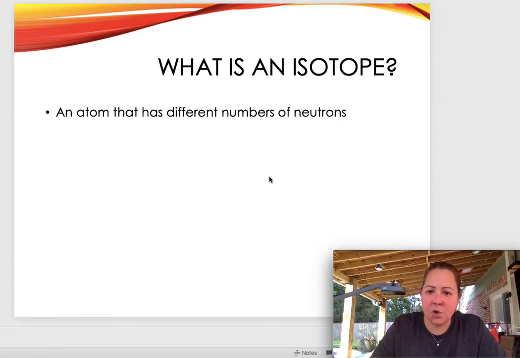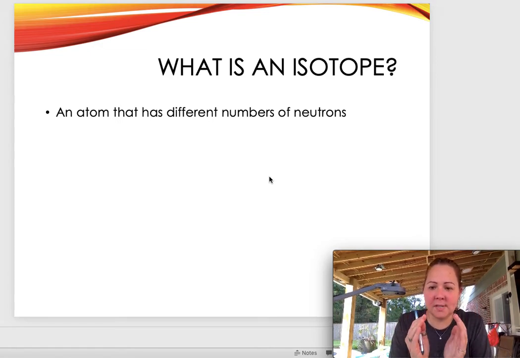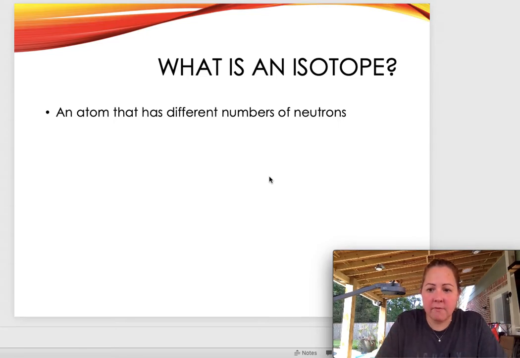All that an isotope is, is an atom of the same element that has a different number of neutrons. Remember, neutrons create nuclear forces which hold together the nucleus of the atom. They are just a part of the mass, and they help to absorb away some of those positive charges.